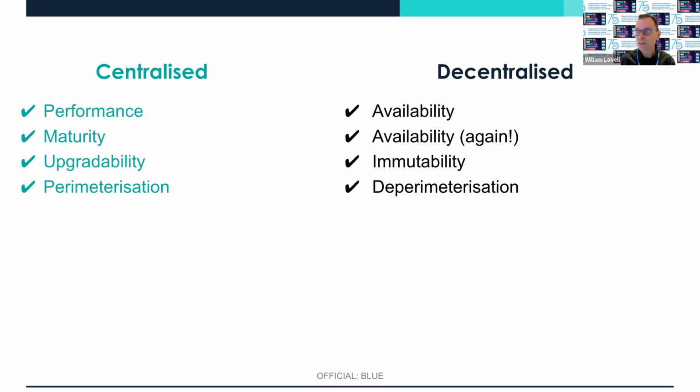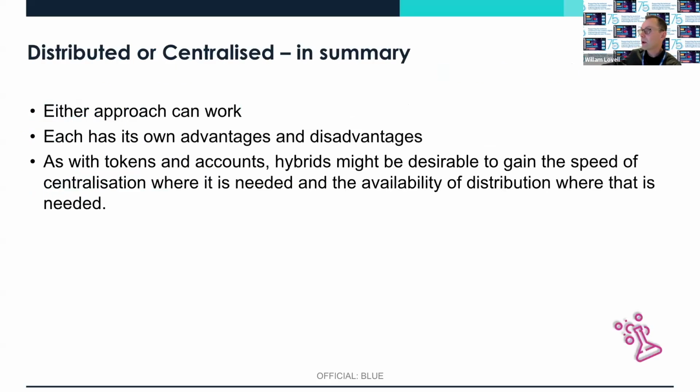But it is an interesting thing to consider, particularly with the cryptocurrencies, that although there have been all sorts of frauds happening at the wallet level, they've generally proved themselves to be very resistant to attack at the network level. So in summary, either approach can work, and they have their own advantages and disadvantages. And as with tokens and accounts, hybrids might be desirable to gain the speed of centralization where you need it and the availability of distribution where that is needed.